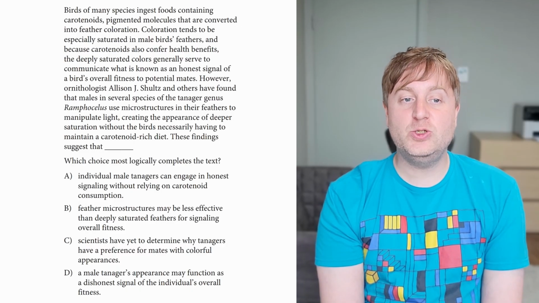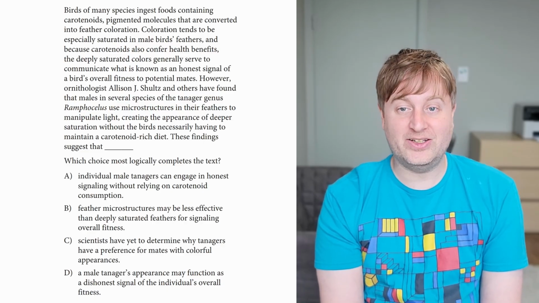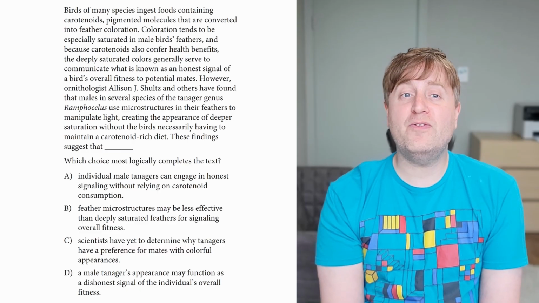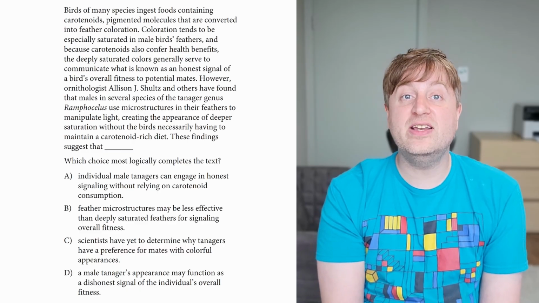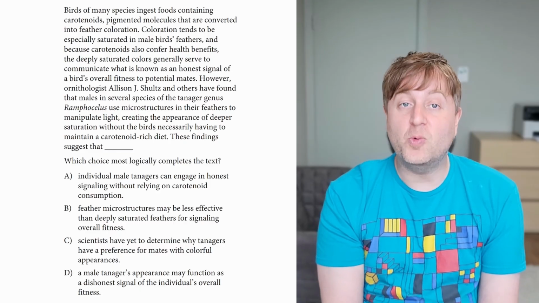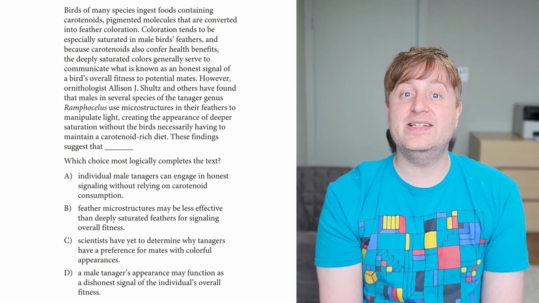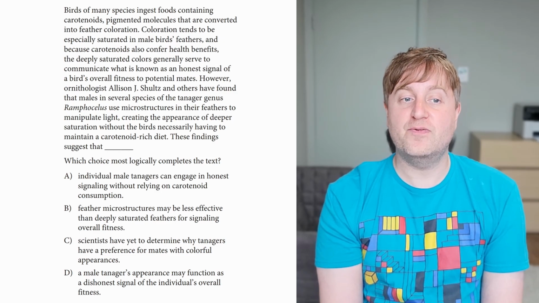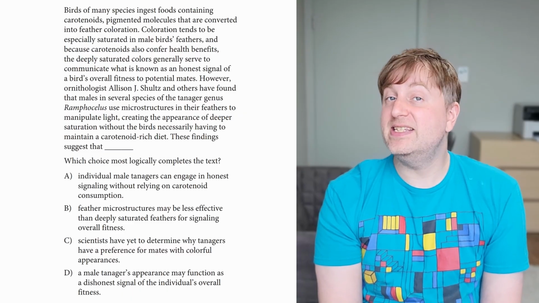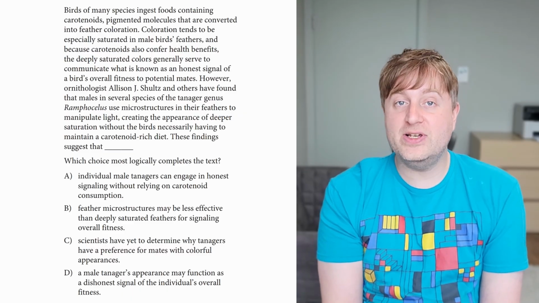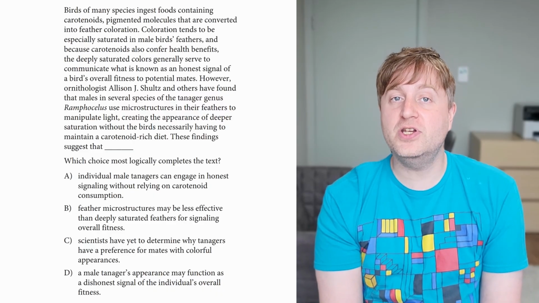A. Individual male tanagers can engage in honest signaling without relying on carotenoid consumption. So this one fails to show that deeply saturated colors are not always an honest signal of a bird's fitness, so we can cross it off. B. Feather microstructures may be less effective than deeply saturated feathers for signaling overall fitness. This answer also fails to show that deeply saturated colors are not always going to be an honest signal of a bird's fitness, so we can cross it off too.